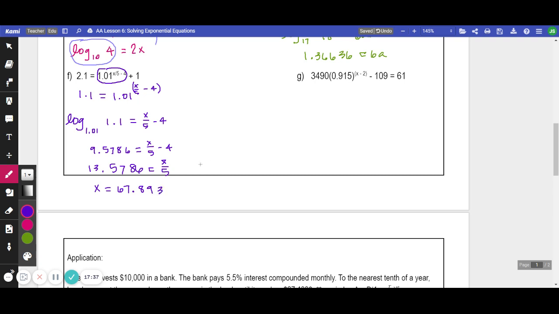Okay. If you haven't already, go do that now. Go pause it and try this one now.